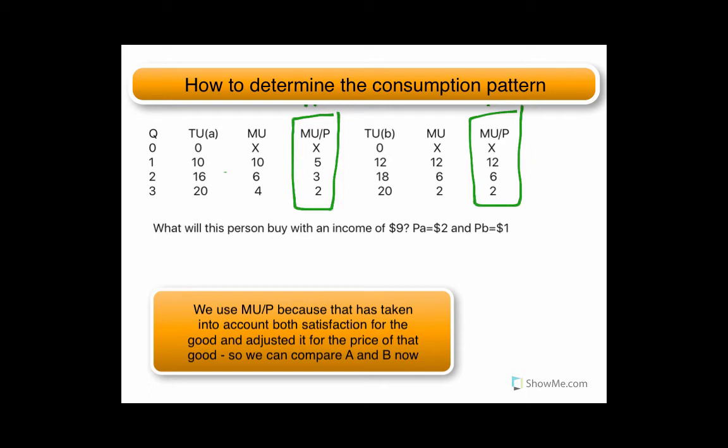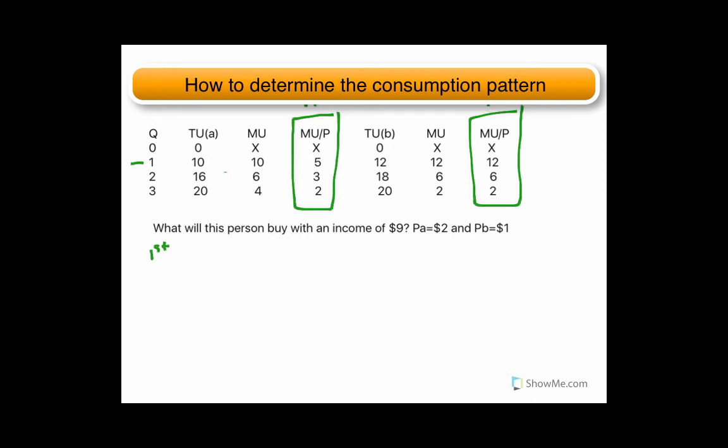So first, what is the very first unit that a person is going to buy? We can examine this by looking at quantity 1. At quantity 1, they can either get an MU divided by P of 12 or 5. 12 is the higher number, so they're going to buy B first at the price of $1. So they have $8 left to spend.